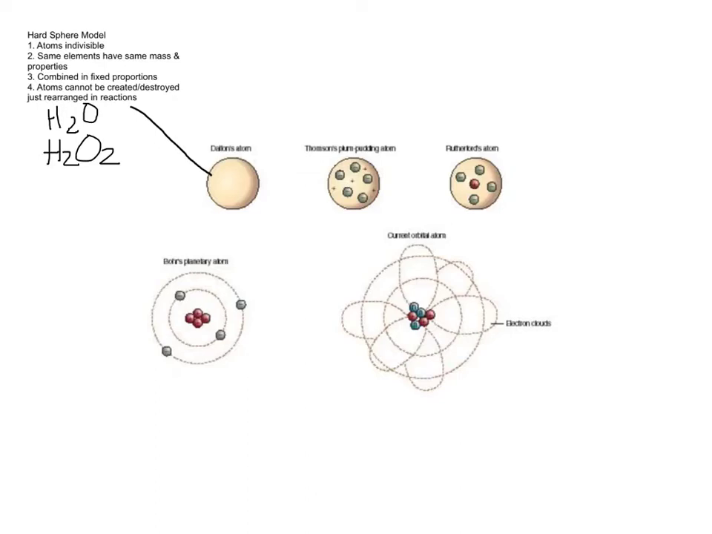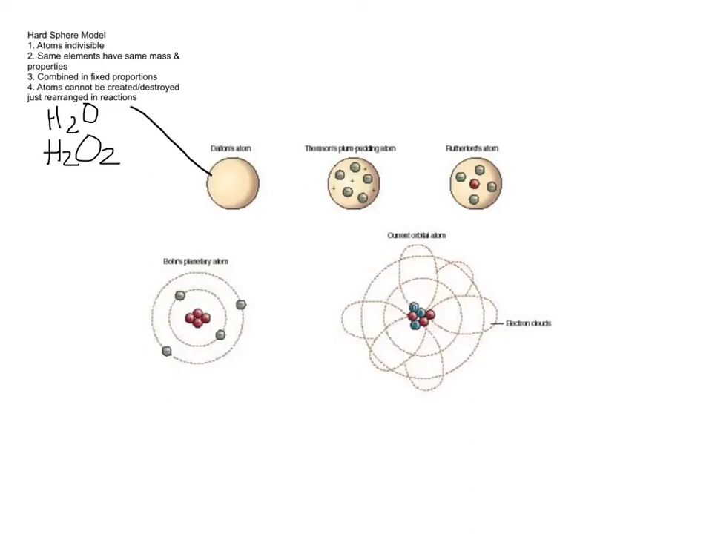And then lastly, atoms cannot be created or destroyed, but they're simply rearranged when they form a chemical compound. So for instance, hydrogen and oxygen form water. You don't create or destroy matter. You begin with hydrogen and oxygen, and then you end up with a compound of hydrogen and oxygen.